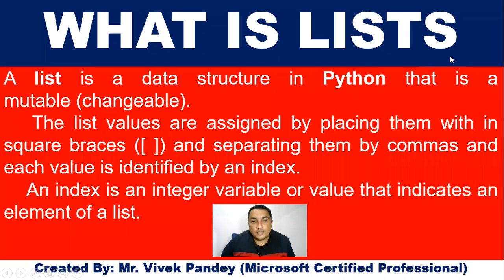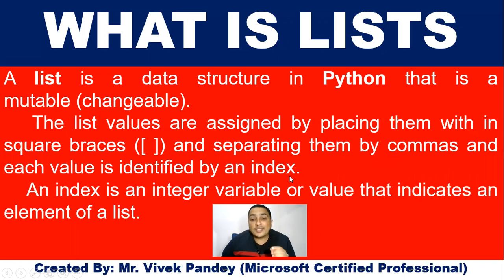What is list? So dear student, a list is a data structure in Python that is mutable or changeable. The list values are assigned by placing them within square braces and separating them by commas, and each value is identified by an index. So dear student, in Python we use square braces to denote a list.